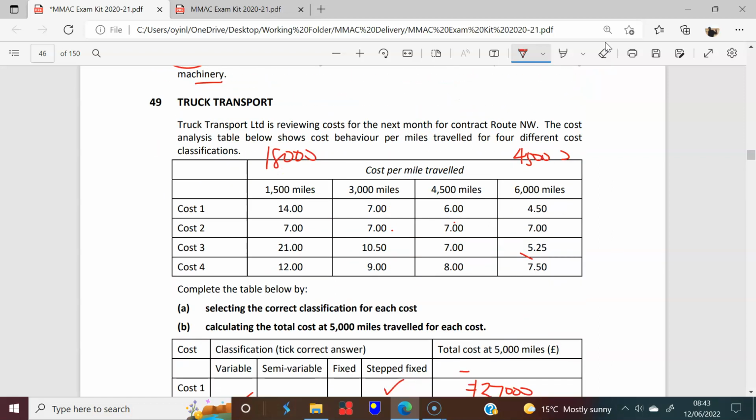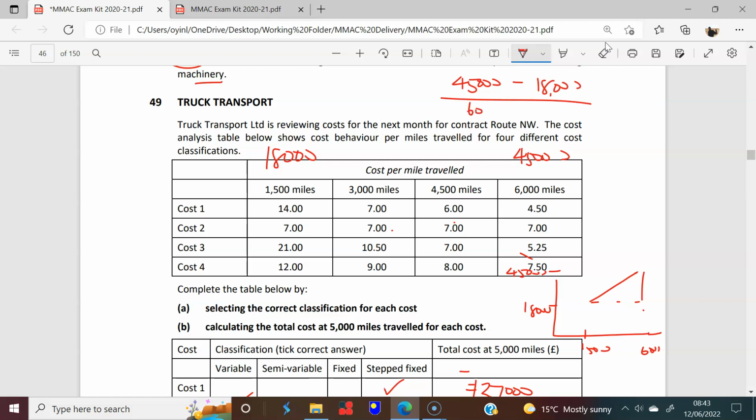I know that when I go from 1,500 miles to 6,000 miles, we go from 18,000 to 45,000. Right? So we know this. So therefore, we know that the variable cost must be 45,000 minus 18,000 divided by the change in mileage, which is 6,000 minus 1,500. Yes, that's what we're saying.